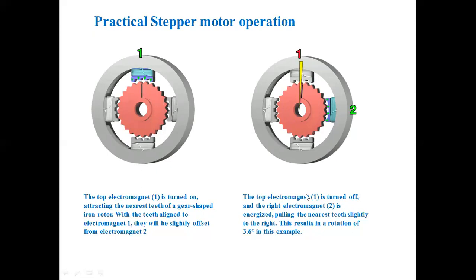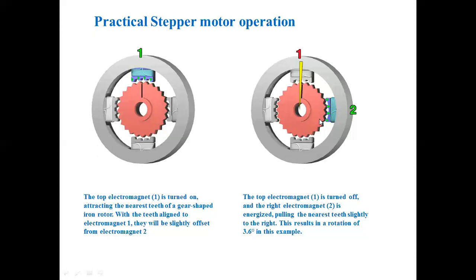Next, the top electromagnet is turned off. That is, the first one is turned off and the second one is excited. The right electromagnet 2 is energized, pulling the nearest teeth slightly to the right. This results in a rotation of 3.6 degrees in this example. If you observe on the rotor, a line has been shown here. With respect to the line, it is the initial 0 degree angular displacement.